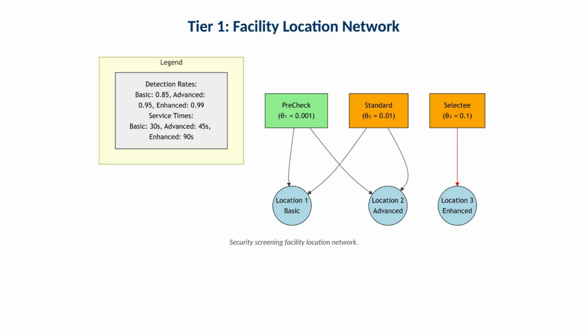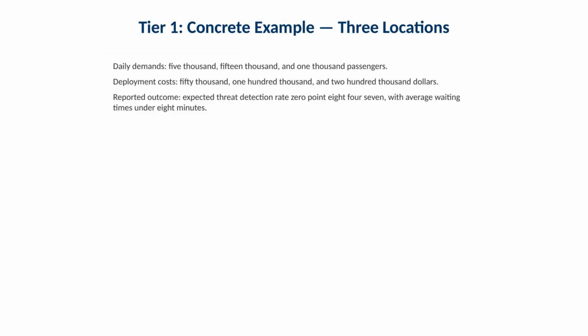This network figure visualizes the assignment structure. Passenger categories are the demand nodes and screening stations are the facility nodes. Use it to interpret what the model is doing operationally. It is building a routing policy that matches passenger risk and volume to the best mix of technologies while respecting capacity and cost.